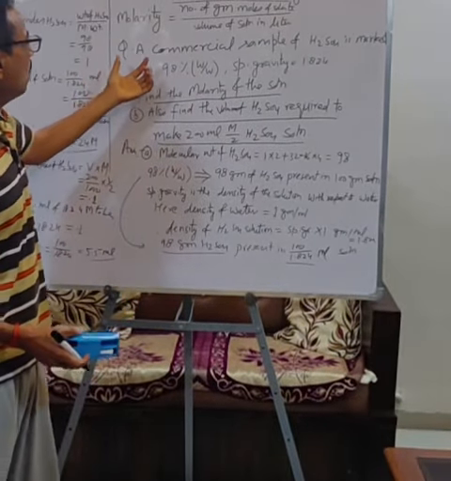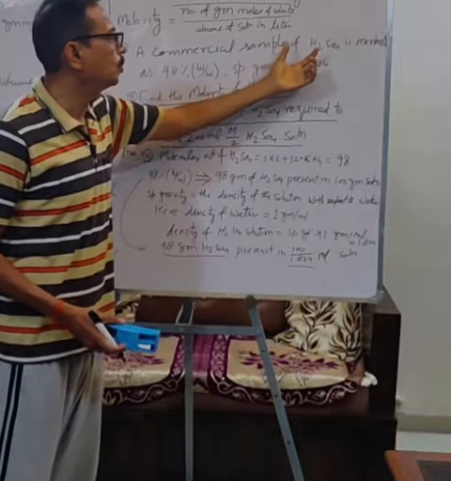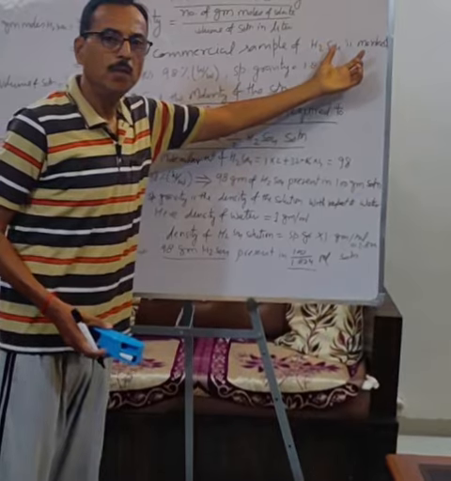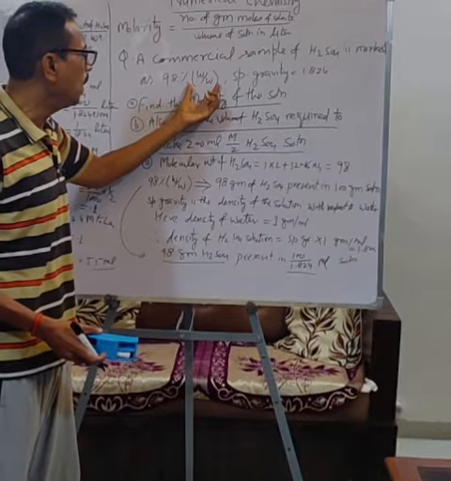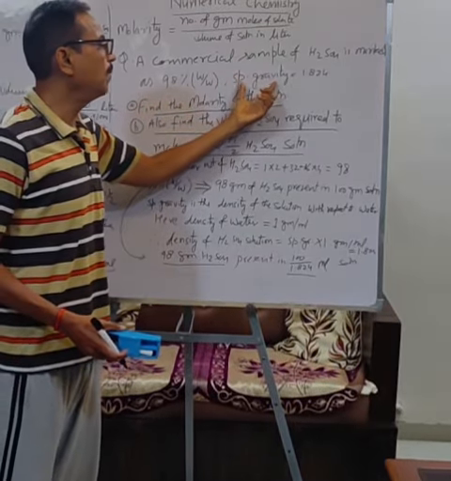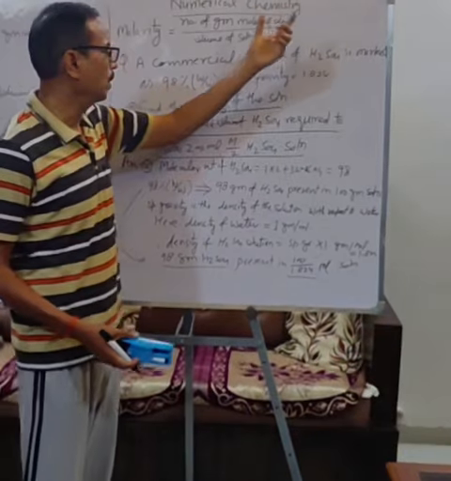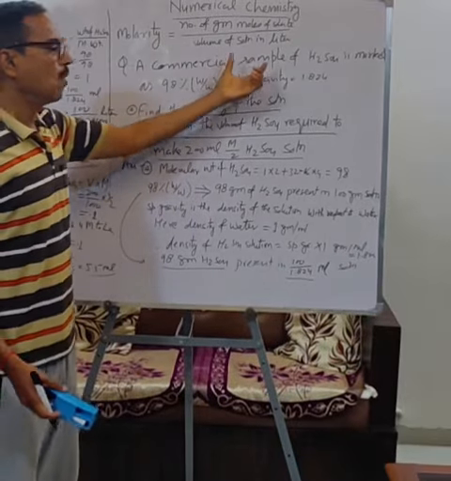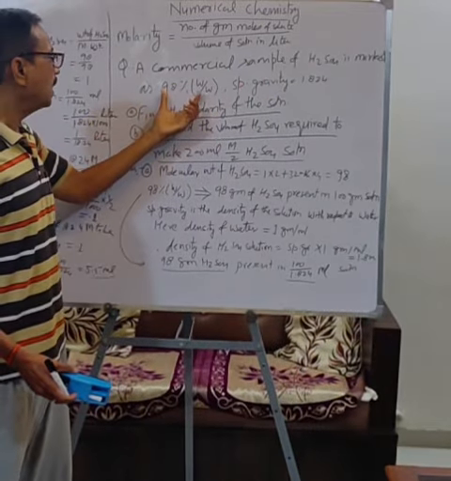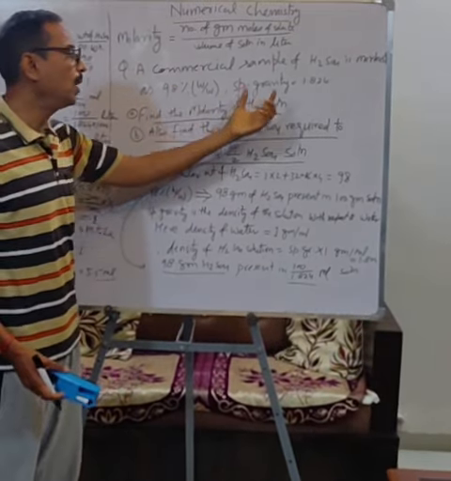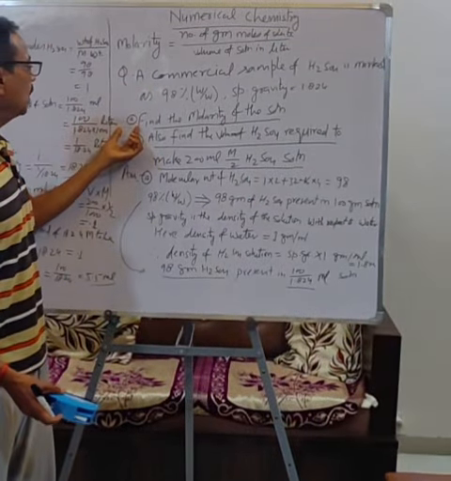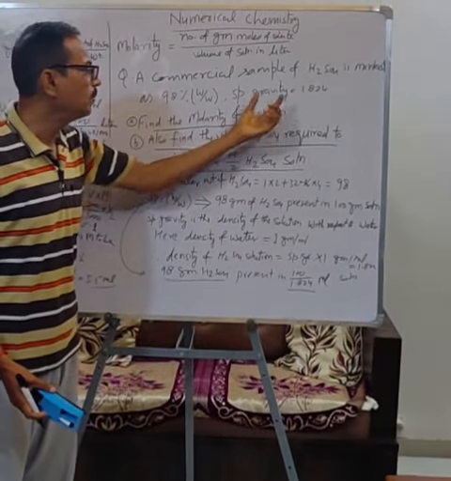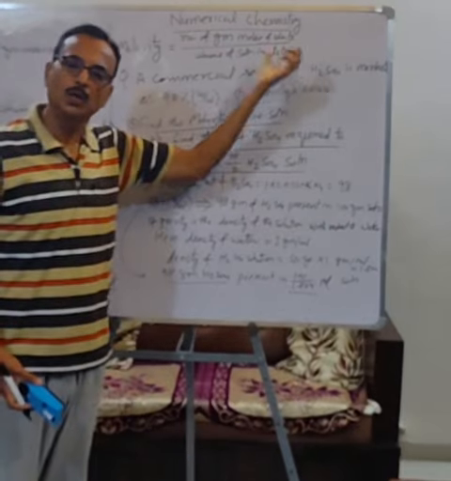The question is: a commercial sample of H2SO4 is marked as 98% W by W, specific gravity 1.824. Then the question is: find the molarity of the solution, the above solution.